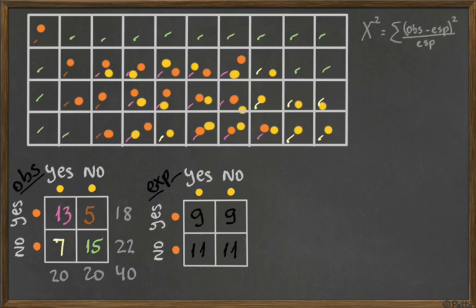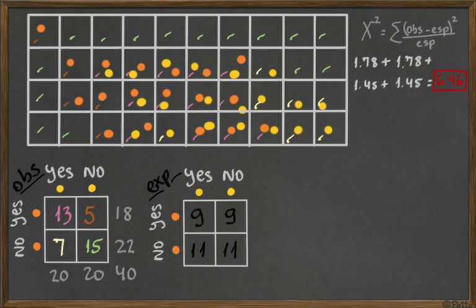Observed minus expected to the power of 2 divided by expected. So I have 1.78 for the first column, which is 13 minus 9 to the power of 2 divided by 9. Then I have 1.78 for 5 minus 9 to the power of 2 divided by 9. Then I have 1.45 for 7 minus 11 to the power of 2 divided by 11. And I have again 15 minus 11 to the power of 2 divided by 11, because it's 11 expected. So when I add those, I have a number which is 6.46.